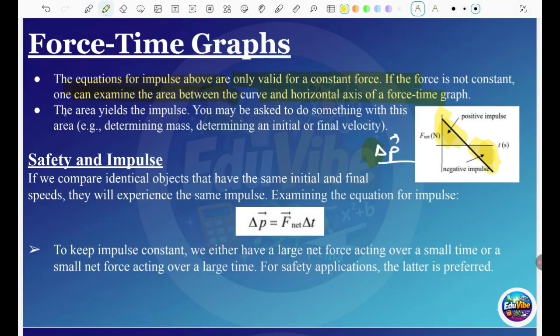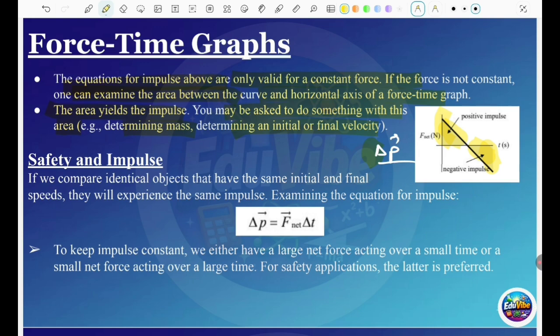So you can use this: the area is the impulse. You may be asked to do something with this area, like determine the mass, then determine the initial or final velocity. They ask you these as follow-up questions. In the first question, you have to find the impulse from the graph, then you have to find the mass, velocity, or anything else.